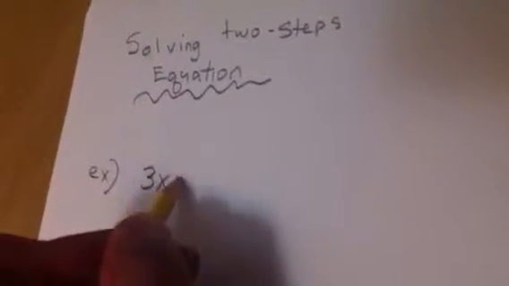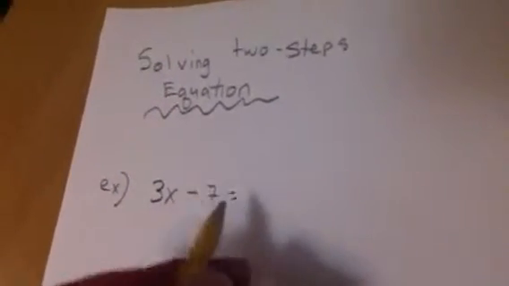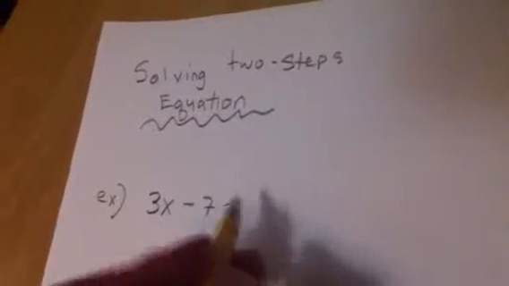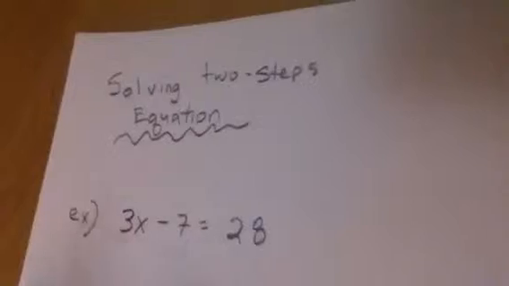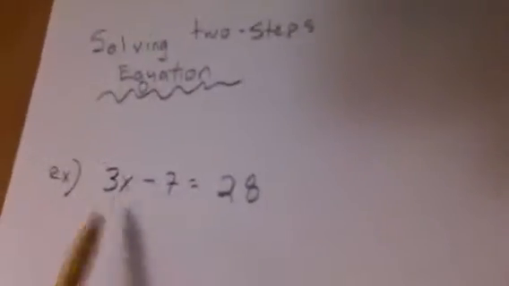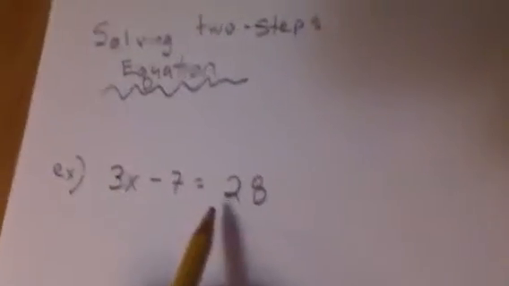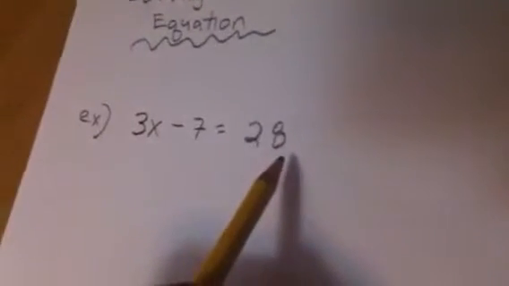3x minus 7 equals 28. Now, you can do mix and match until you try to get the answer 28. But there's a more efficient way that's called working your way backwards. Now, what happens now is this. So this says 3x minus 7 equals 28.